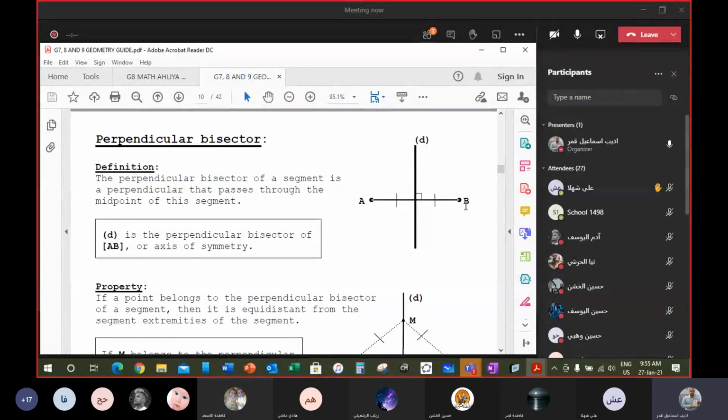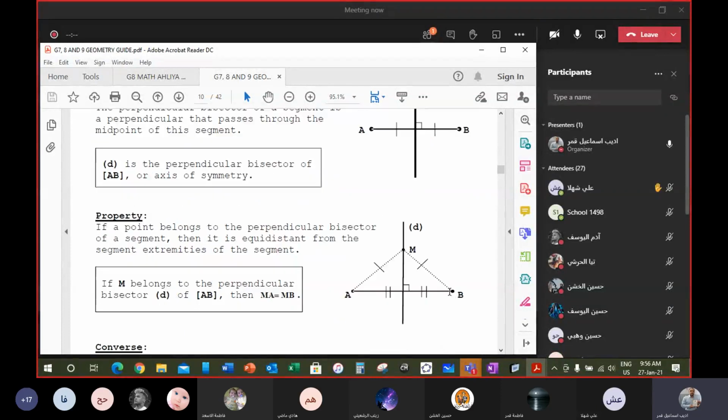So here we have the segment AB, and we take the midpoint of the segment AB. Line D is perpendicular bisector to AB because it is passing perpendicularly through the midpoint of the segment AB. Property, any point on the perpendicular bisector is equidistant from the extremities of the segment. M belongs to the perpendicular bisector, then we say that MA is equal to MB, and M is equidistant from A and B.